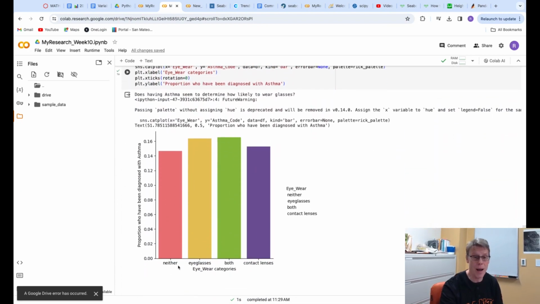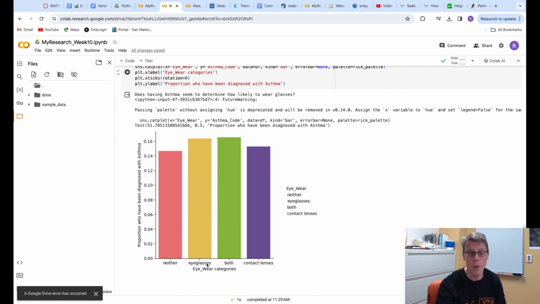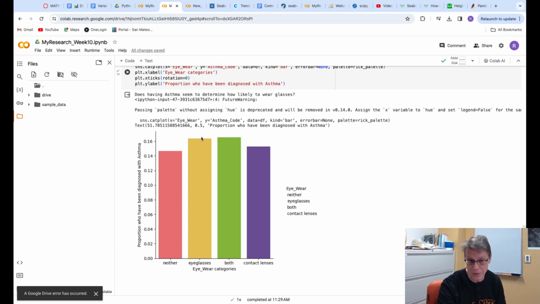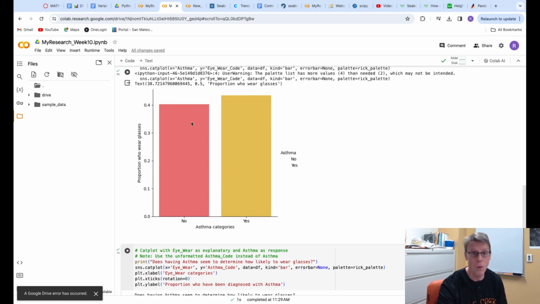Similarly, if I want to go the other way around and say my explanatory variable is what your eyewear is, and your response is the proportion of those folks who have asthma, we see here that the proportion of folks who wear glasses or both glasses and contacts who were diagnosed with asthma is a little bit higher than if you didn't wear eyeglasses or contacts, or you just wore contacts. Not by much. It's like 16 point something percent instead of 14 point something percent. But there is a difference whether I have eyewear as my explanatory or asthma as my explanatory. It looks like there's a little bit of a difference.